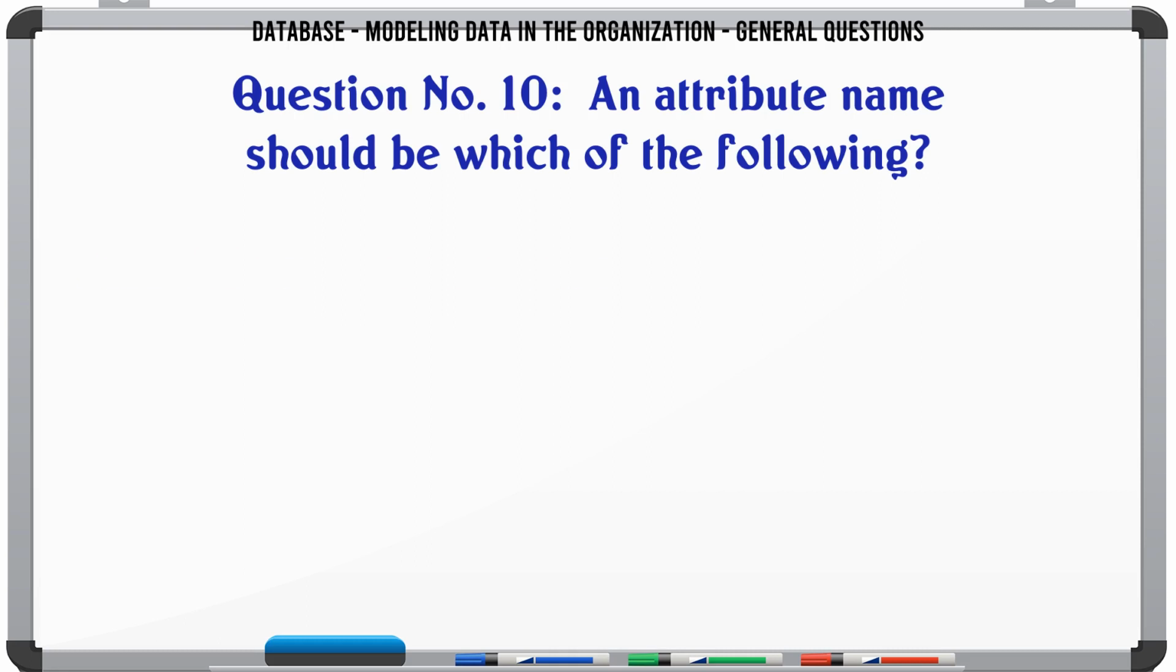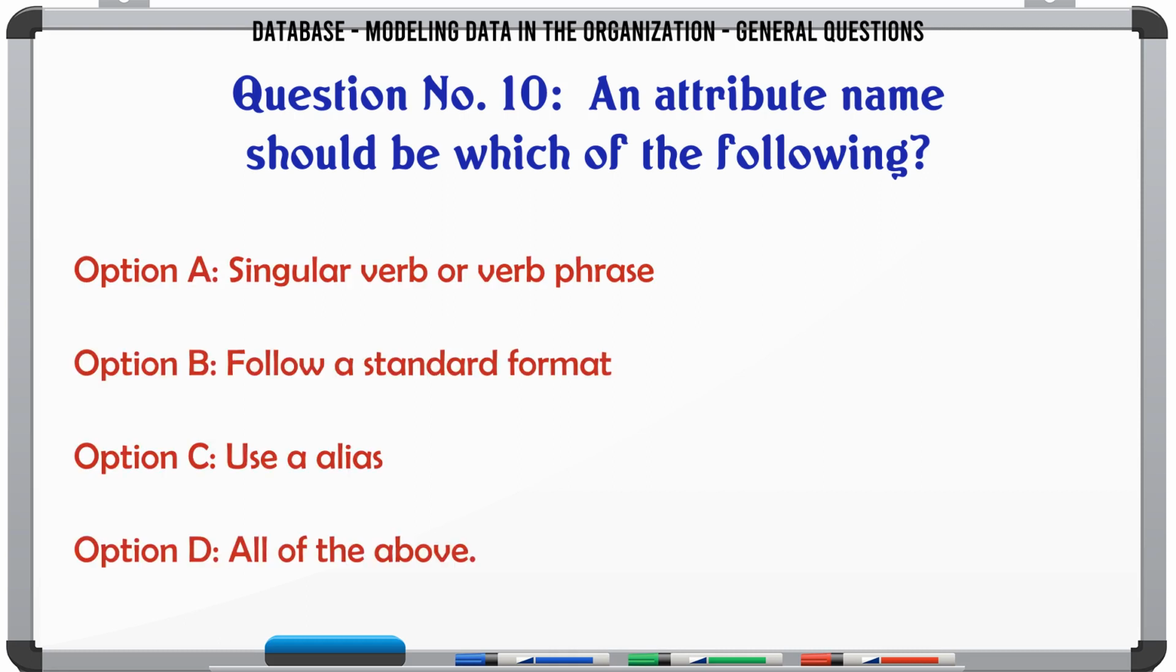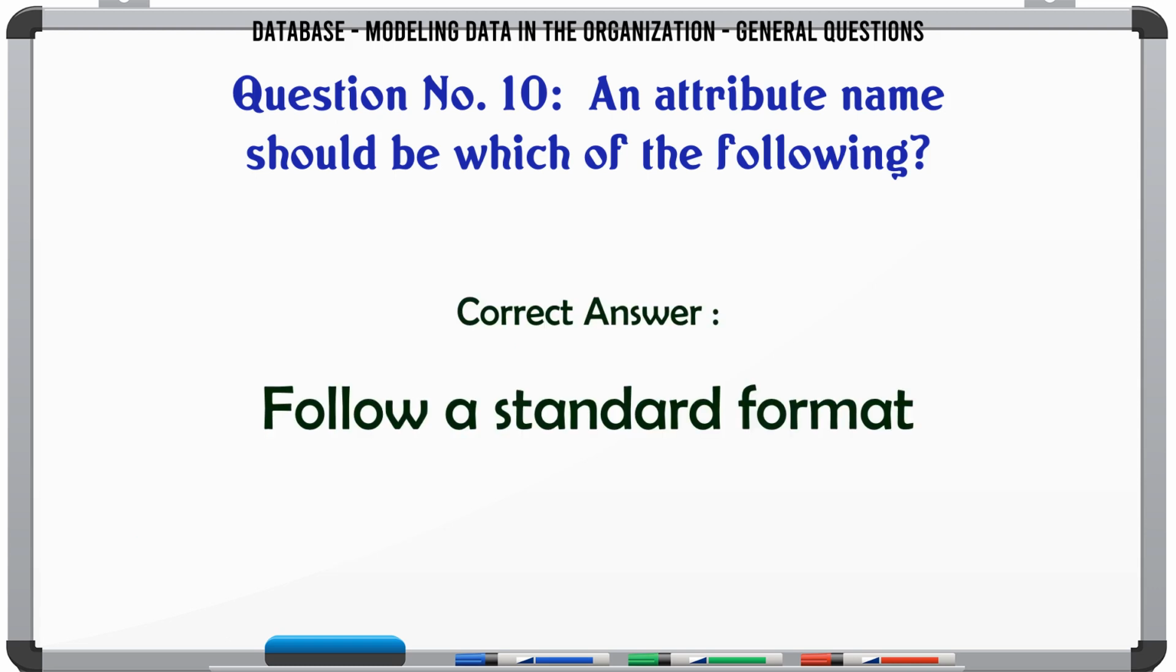An attribute name should be which of the following? A. Singular verb or verb phrase. B. Follow a standard format. C. Use an alias. D. All of the above. The correct answer is follow a standard format.